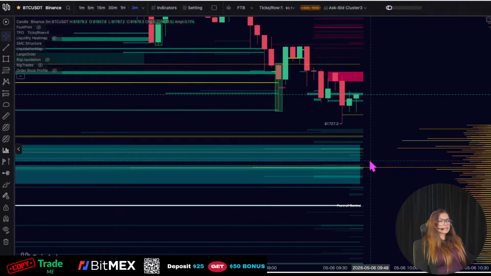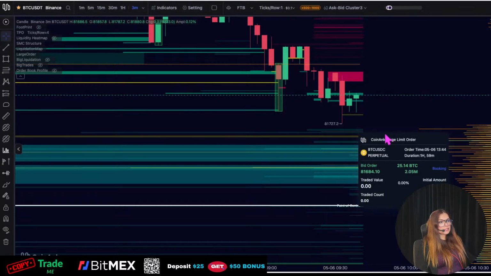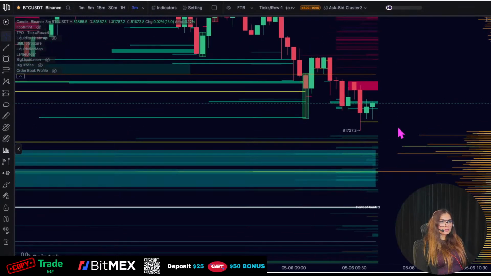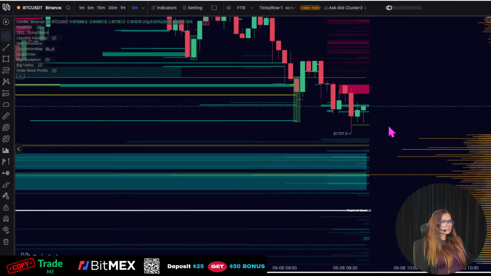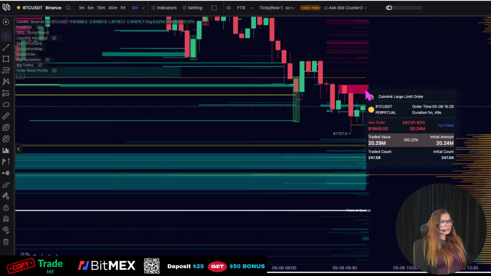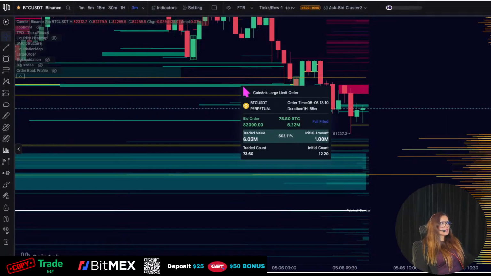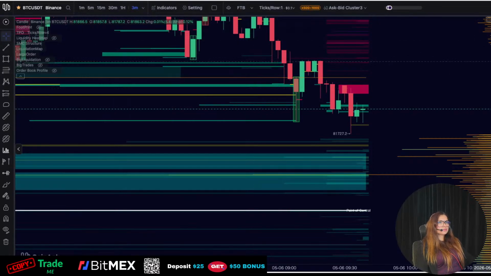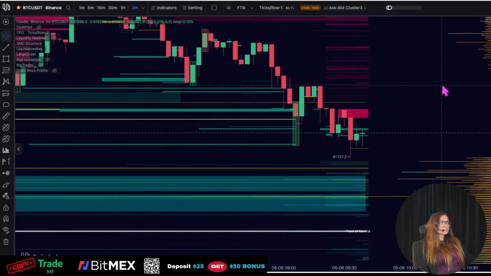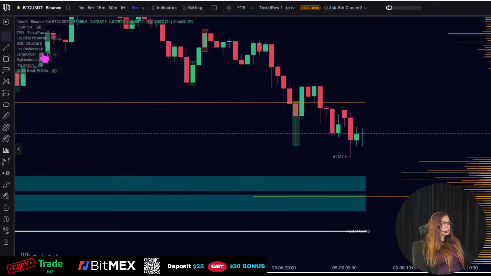So maybe price takes out one and then reverses, or maybe it doesn't even come here because that's too close. That's a huge sell order. Yeah, Binance has been selling non-stop. Okay, so let's move on to large orders. So we got that. Let's remove the large orders. Big liquidations. I love this.